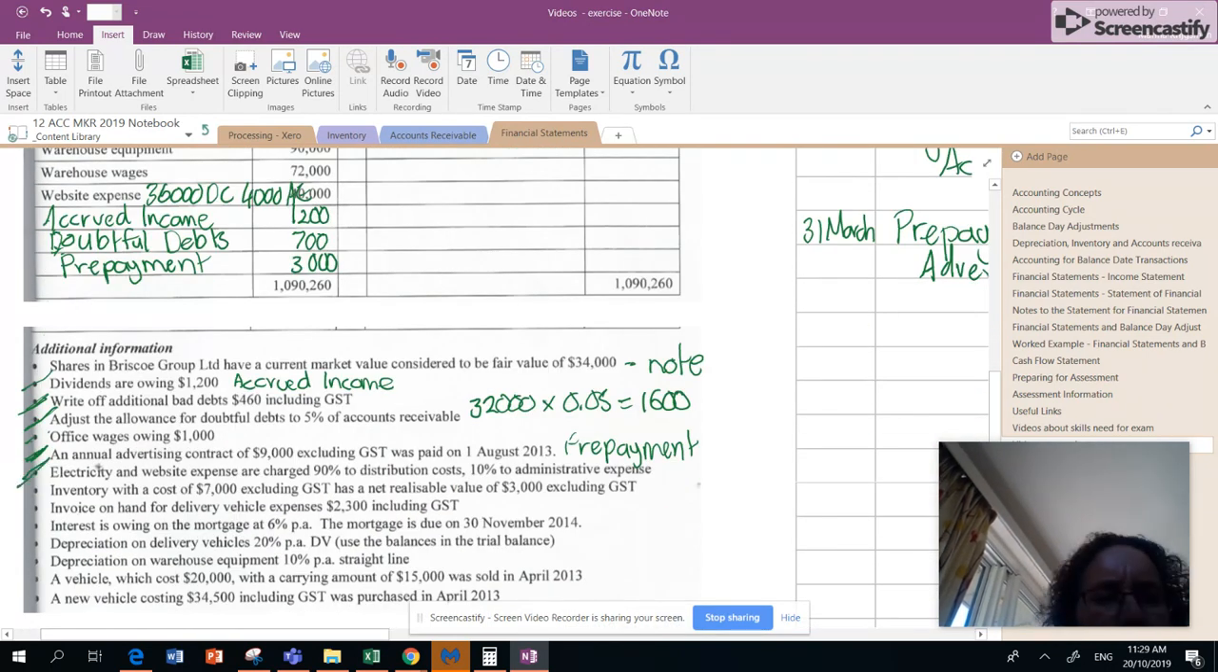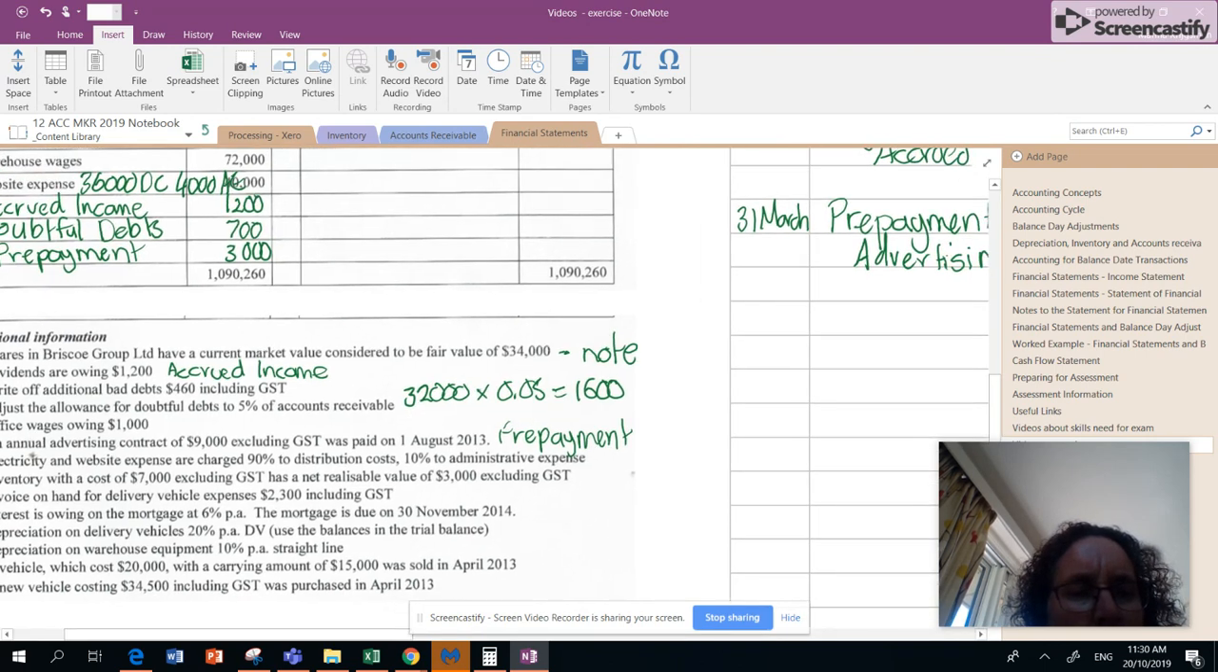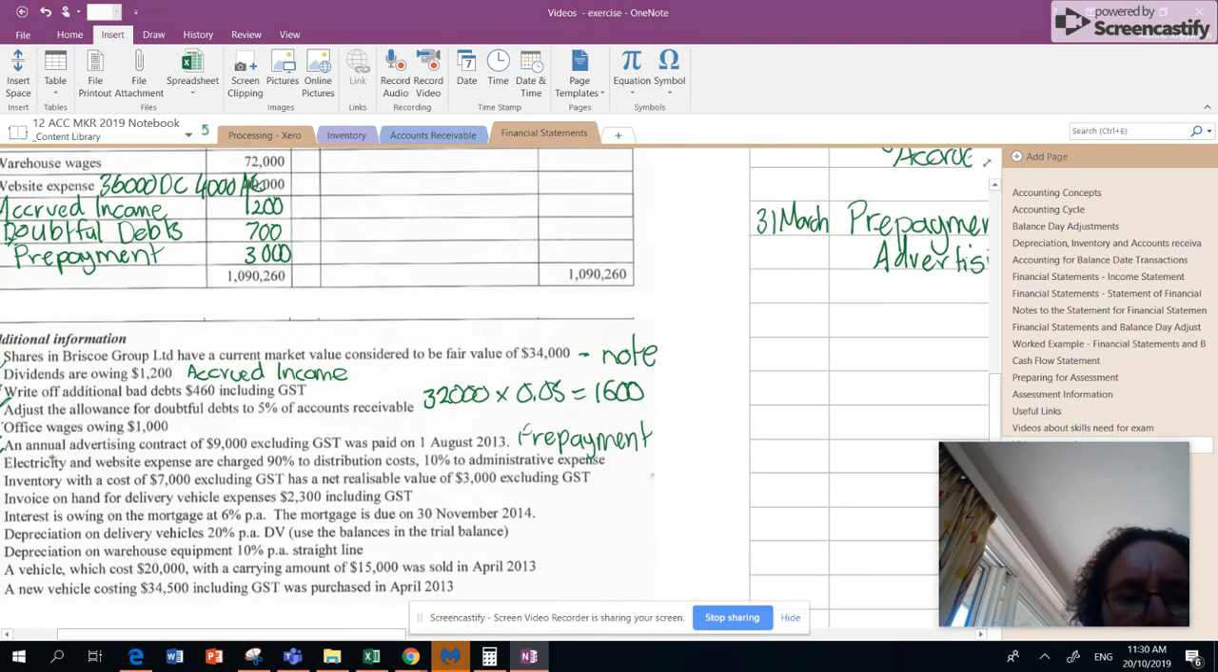Right, inventory on hand with a cost of $7,000 excluding GST has a net realizable value of $3,000 excluding GST. Now, if it says including GST for these ones, you've got to take your GST out to start with. So this means that we are going to decrease our inventory by the difference. So it's going to be 7,000 minus 3,000 to give us 4,000.